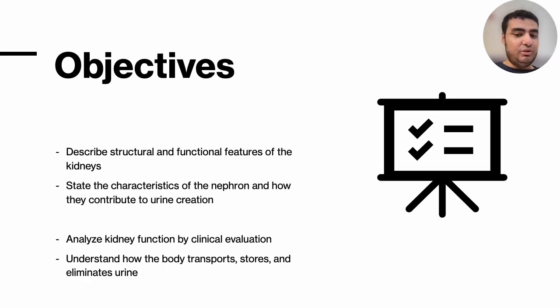All right, so what will we be learning about today? On my part, I will be describing the structural and functional features of the kidneys, and I will also be stating what the histological characteristics of the nephron are and how they contribute to urine creation. My colleague will be talking to you about kidney function and how the kidney transports, stores, and eliminates urine, and I'll be talking about it a bit as well.